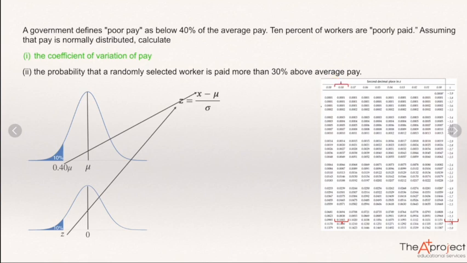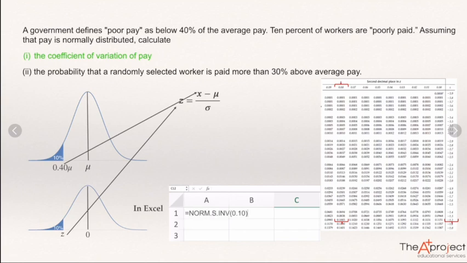So the value of z will be negative 1.28. So this is the value of z that we can put here. Another way to do that is using software, for example Excel. In whatever cell of Excel, you can type equal, don't forget to type equal, normal standard inverse of 0.10 and press enter. The value is negative 1.2815. That is the same value, rounded to 2 decimals, negative 1.28.